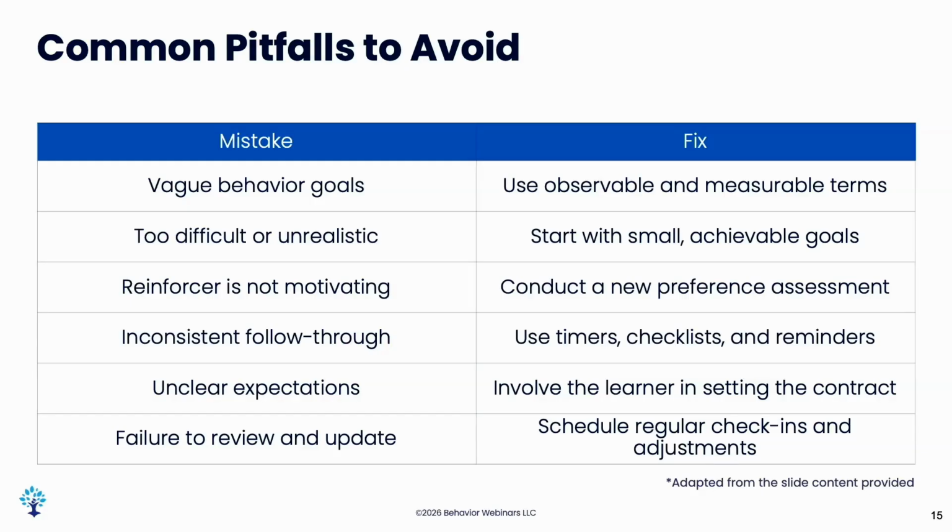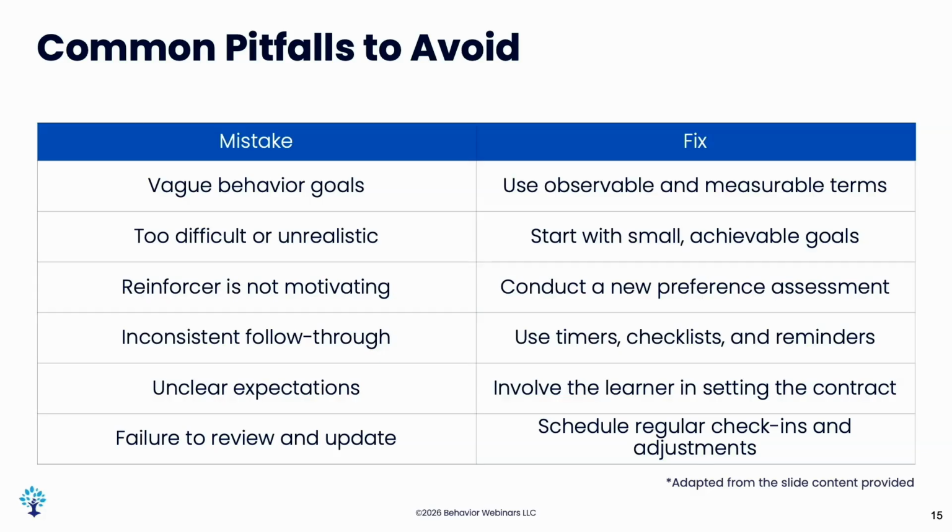These are the most common pitfalls when writing these contracts. The first is vague behavioral goals. Go back and make sure these are observable, measurable. Just do your morning chores isn't going to work. Tell them exactly what they need to do. If it's too difficult or unrealistic, you want to look at small, achievable goals. Make it smaller. Make them have to do it less to earn their reinforcement.